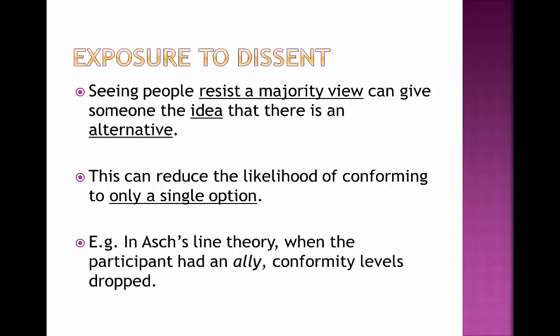For example, in Asch's line study, when the participant in the experiment had an ally, conformity levels dropped. This is because there was another alternative given to them, and as a result, exposure to dissent allowed them to know that that other option was more suiting to them, so it reduced the rates of conformity.